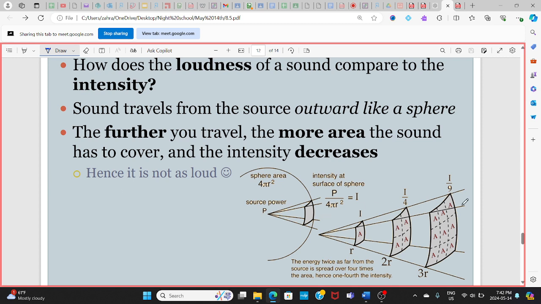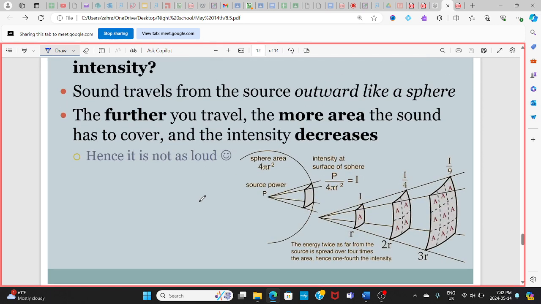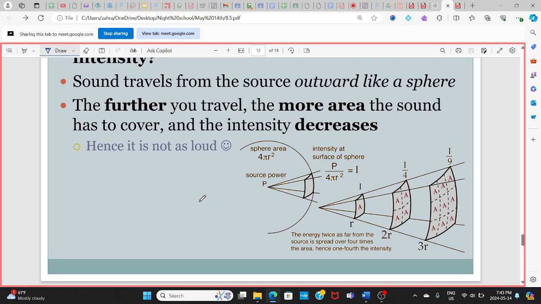So as you go further and further, the loudness decreases, right? That's why when you are very far from a person, the loudness is very small compared to when you are near the person, and you hear that person very clearly. The distance is related to the loudness, and intensity and loudness are related. More intense means very loud. Less intense means not loud.